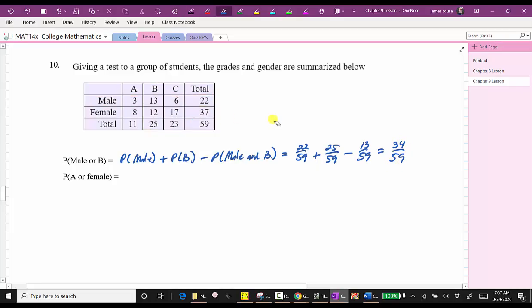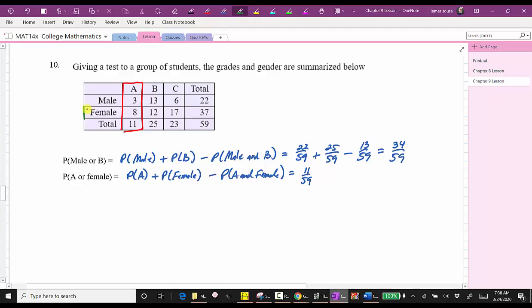For the last example, we want to find the probability the student received an A or is female. This is equal to the probability the student received an A plus the probability the student is female minus the probability the student received an A and is female. So the probability the student received an A, notice how there are 11 A students out of a total of 59, giving us 11 divided by 59, plus the probability the student is female.